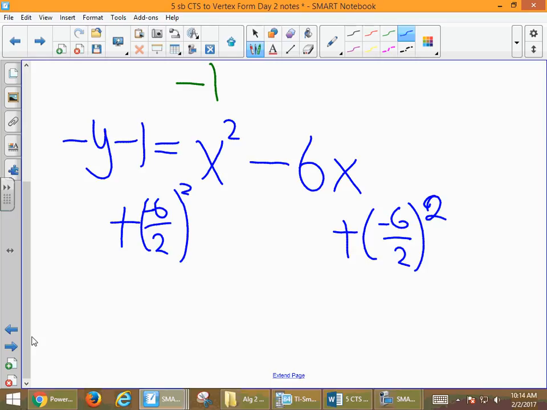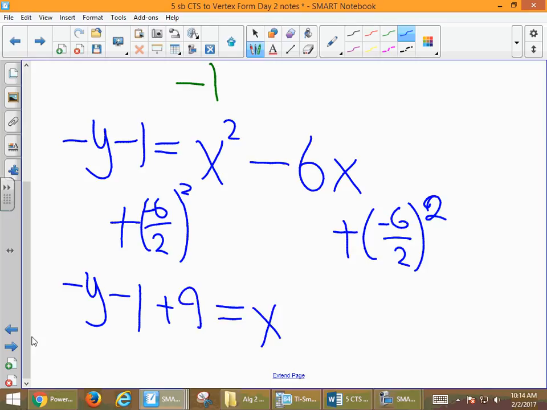squared. And so we have negative y minus 1 plus, what is negative 6 divided by 2? Negative 3. Good job, Isaac. And then what is negative 3 squared? Tiffany? Almost, it's positive 9 because it's negative 3 times a negative 3, which gives us a positive 9.